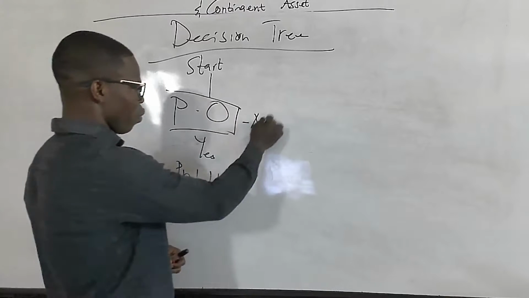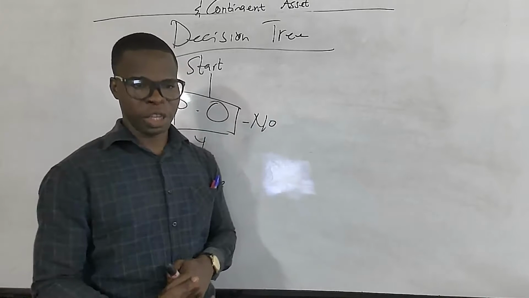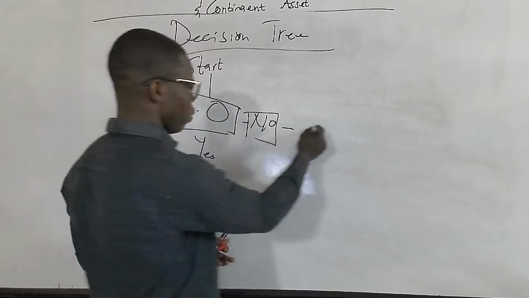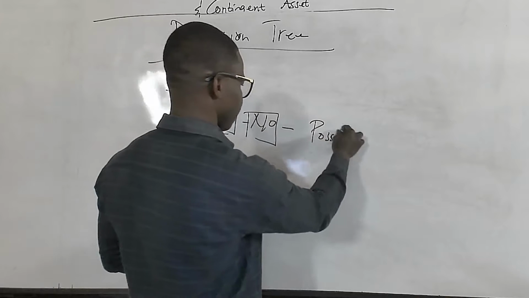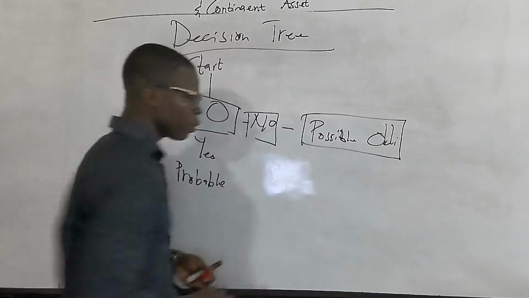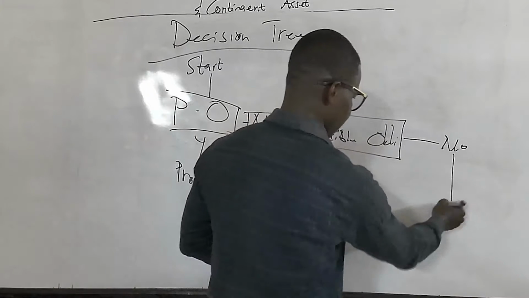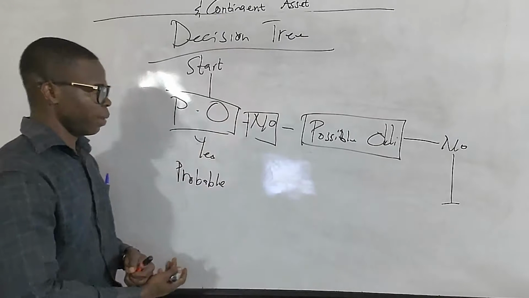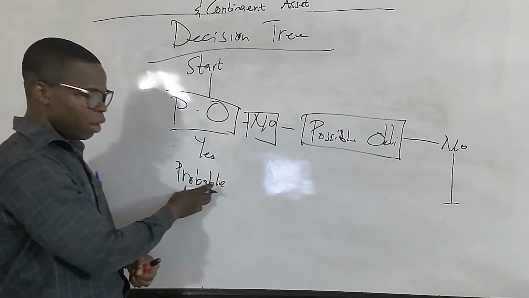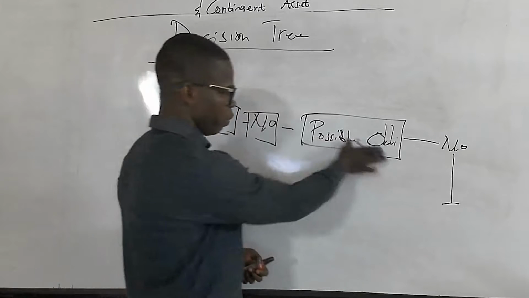But if the answer is no, then what are we looking at? Is there anything like a possible obligation? If there is no present obligation, then there should be a possible obligation. And again, if there is no possible obligation, then it will lead to something here. So let's wait. We are just looking at the decision tree. Remember that the first one is start. Is there any present obligation? If yes, then is it probable that there will be an outflow of economic benefit? If no, is there any possible obligation?